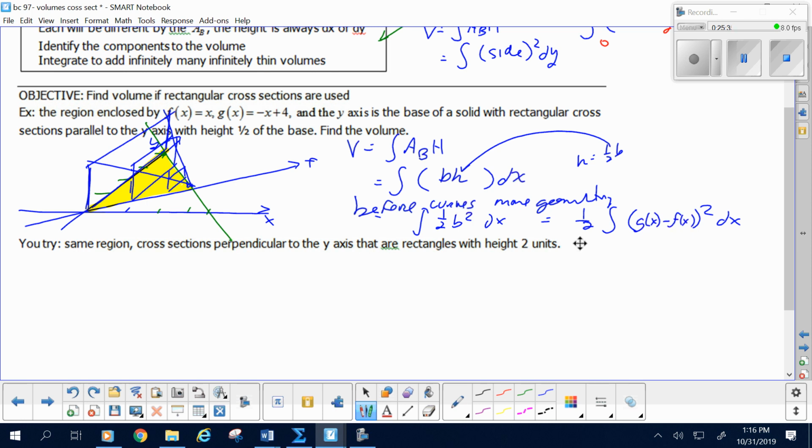I didn't find the intersection points, but maybe by guess and check you could tell me what we're talking about. 0 to 4, or 0 to something we don't know? 0 to 2. They meet at 2. Okay. If we needed to, we could set them equal to each other and solve, but it's pretty obvious. So 0 to 2. Try the next one, please, on your own.